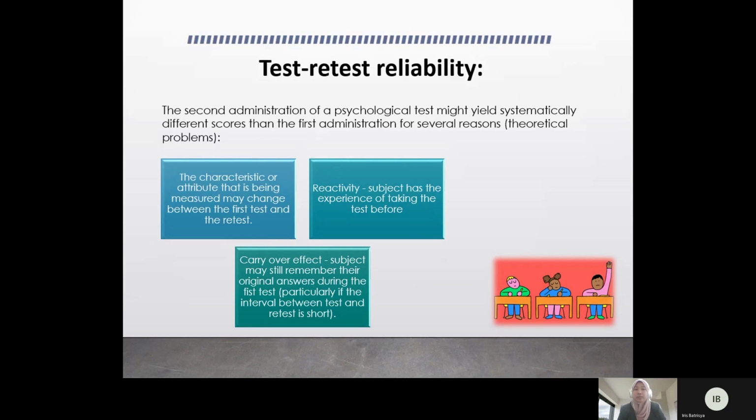Alright. So usually on the second administration of psychological test might yield systematically different scores than the first administration for several reasons. The first reason is characteristic or attribute that is being measured may change between the first and the second test. The second reason is reactivity. Maybe the subject has the experience of taking the test before. And the third reason is carryover effect, where the subject still remember their original answer during the first test.